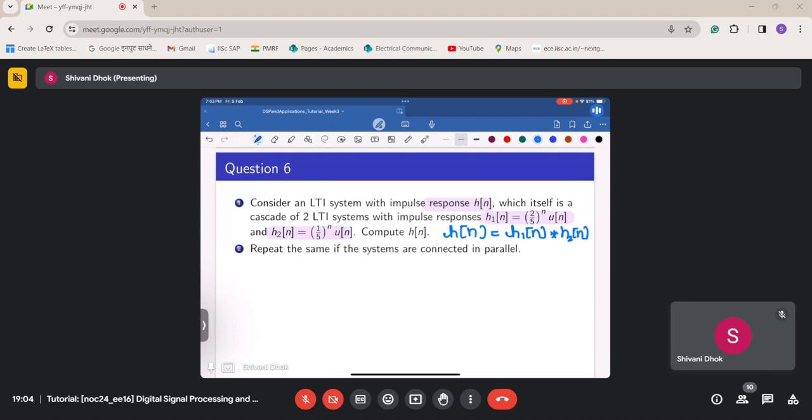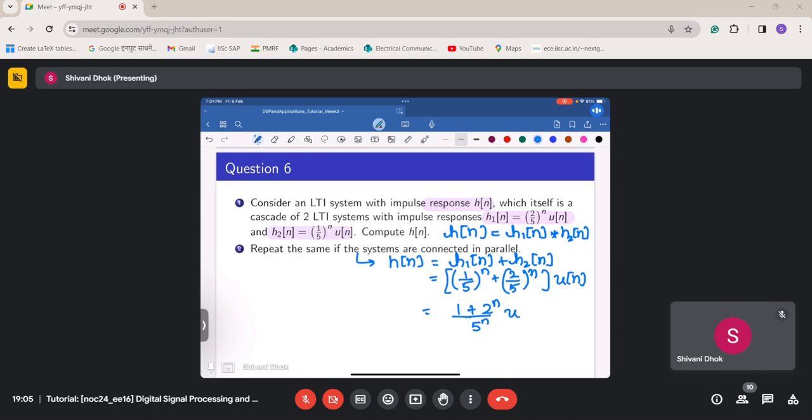So it says repeat the same if the systems are connected in parallel. If they are connected in parallel, this h of n will be simply equal to h1 of n plus h2 of n, which will be equal to 1 by 5 to the power n plus 2 by 5 to the power n into u of n, which I can also write as 1 plus 2 to the power n upon 5 to the power n multiplied by u of n.